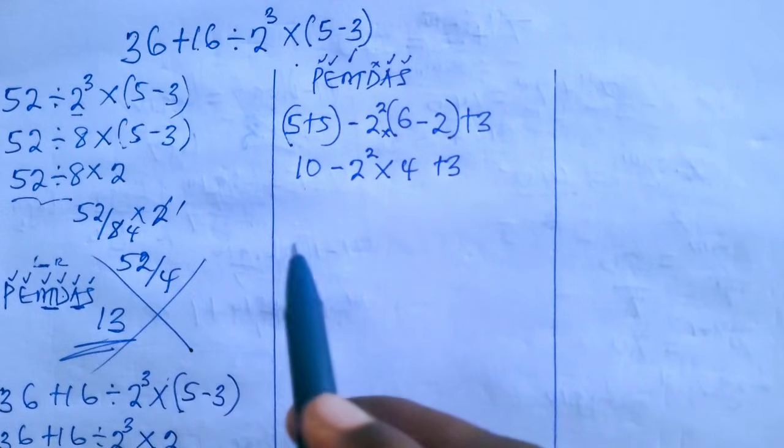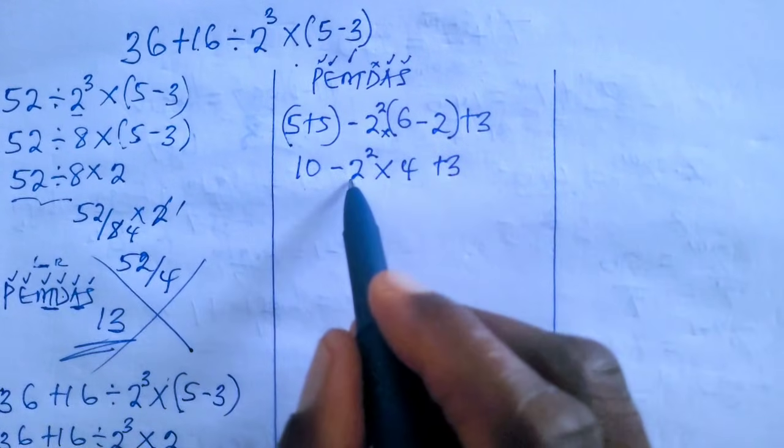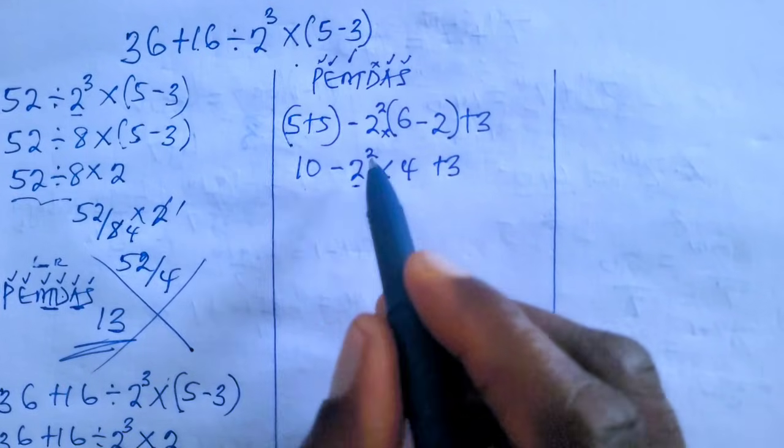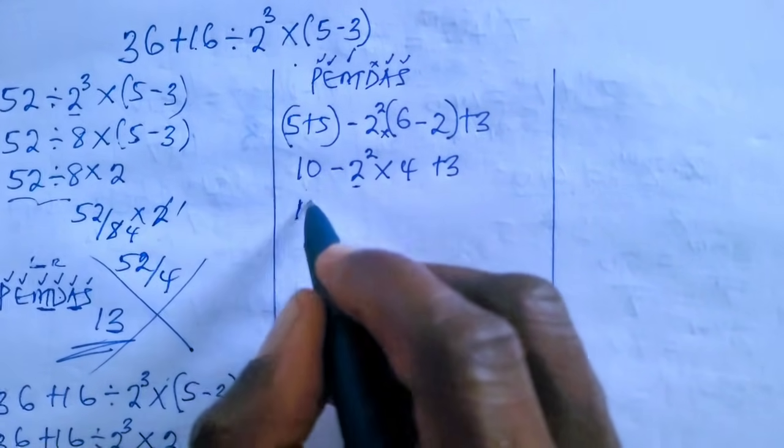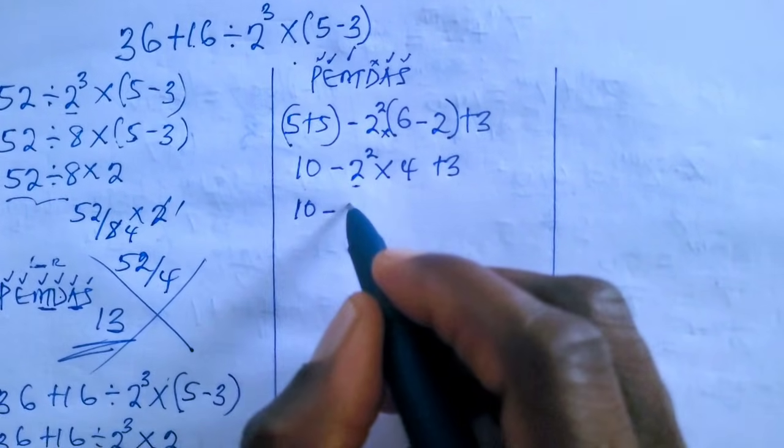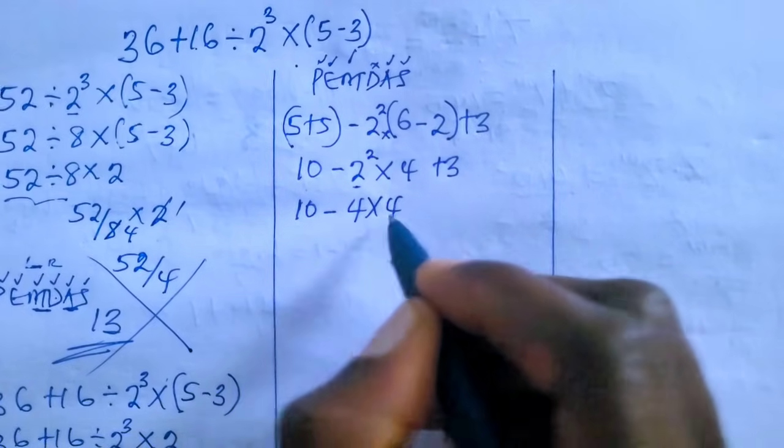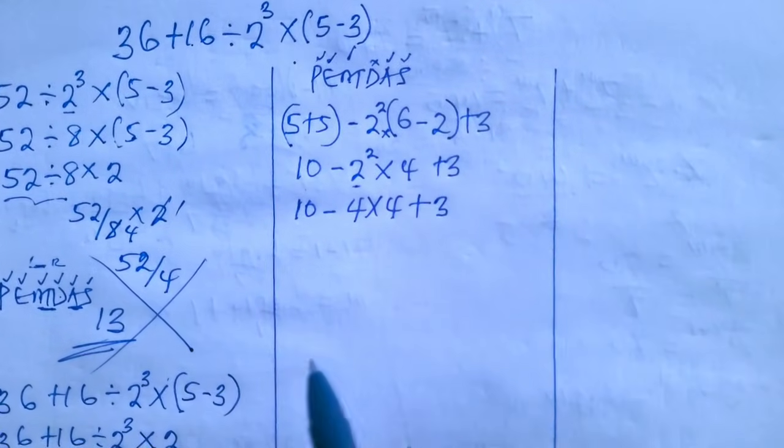And again, next, we are going to consider exponents. We need to simplify 2 to the power of 2, and we have 10 minus 2 to the power of 2, that gives us 4, multiply by 4 plus 3.